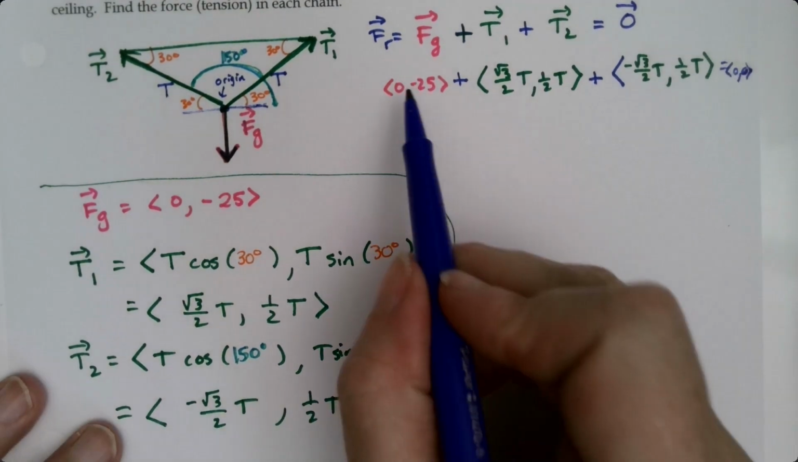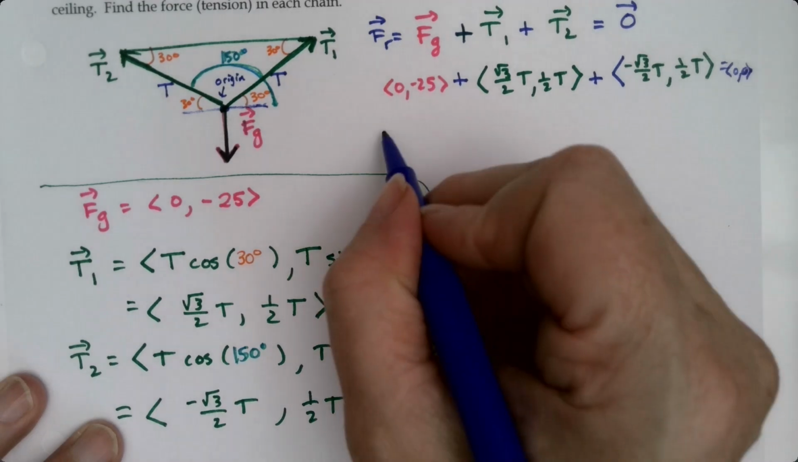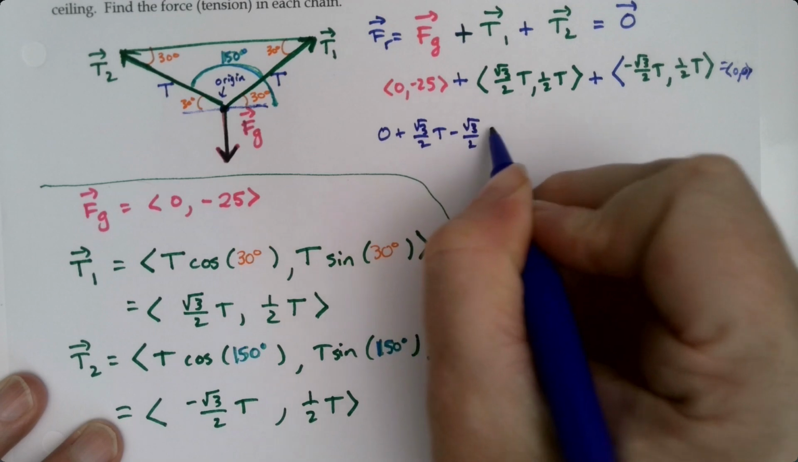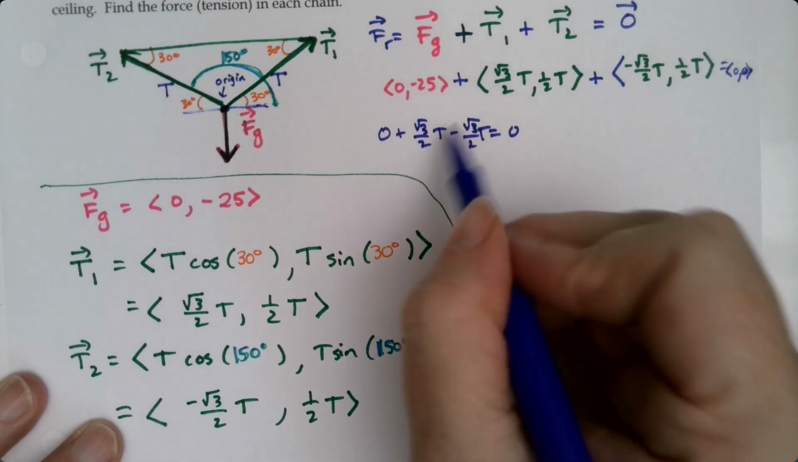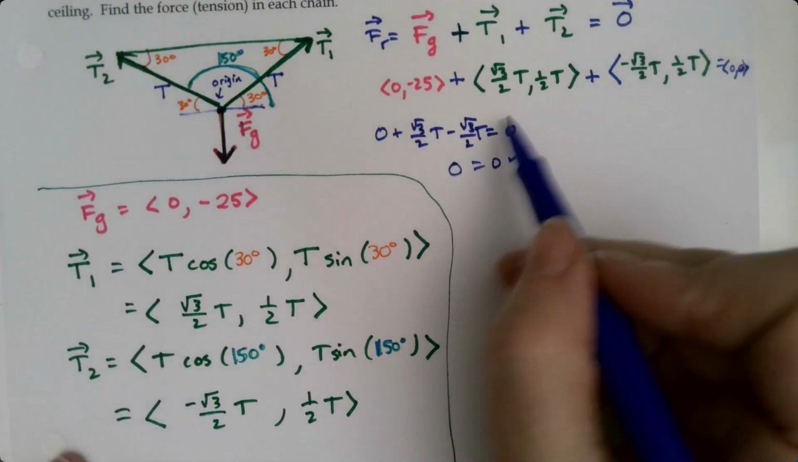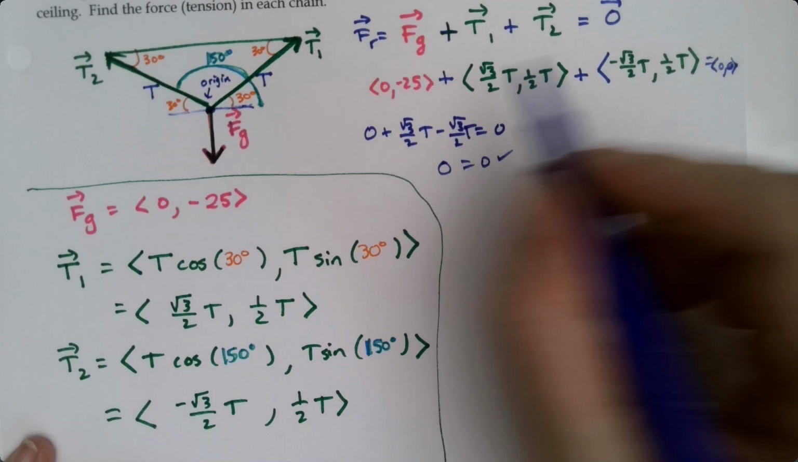Okay, so 0 plus the square root of 3 minus the square root of 3 has to be equal to 0. Oops, that's t, which is fine because that's 0 equals 0. No problem. That didn't help us. That didn't solve us for t. So it's the other one that's going to help us.